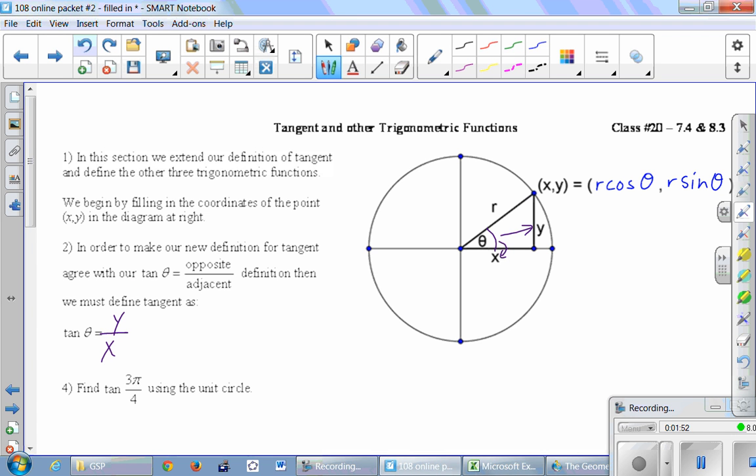And the nice thing is that y over x agrees with opposite over adjacent whenever you're in a right triangle. But this angle theta could get bigger than the 90 degrees. It could be anywhere. It could be out here. It's no longer part of a right triangle, but y over x still has meaning, and that's still how we define tangent theta. Number 4, find tangent of 3 pi over 4 using the unit circle. So what you'll need to do is pause the video here, find the unit circle, and then come back.